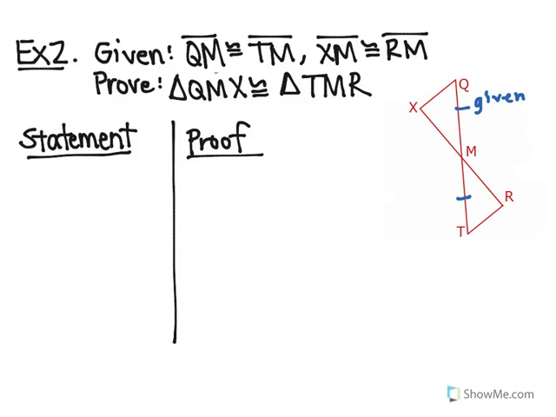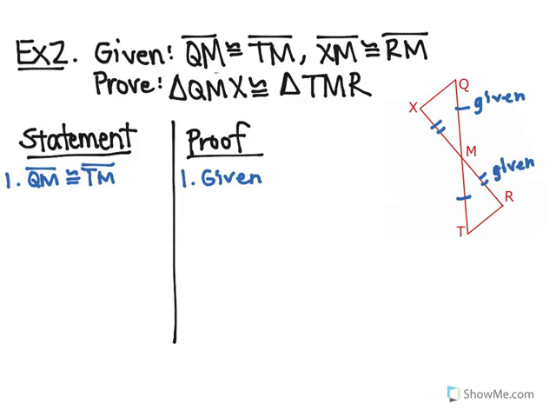And then XM is congruent to RM. Again, that is given. My goal is to go through and tell all three parts of the triangle that are going to help me to realize that they're congruent. The first thing is to list the given information. So the first thing that I know is that QM is congruent to TM. And the way that I know that is that it was a given statement.